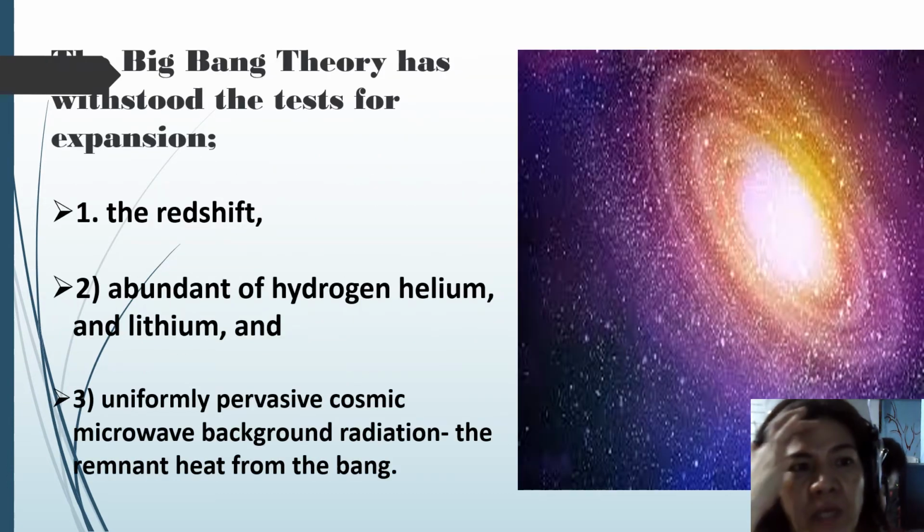Now, here are the tests that the Big Bang Theory has withstood for the expanding universe. First, the redshift. Second, the abundance of hydrogen, helium, and lithium. And the third one, the uniformly pervasive cosmic microwave background radiation, or the remnant heat from the Big Bang. That is why the Big Bang theory was really accepted among all those theories.